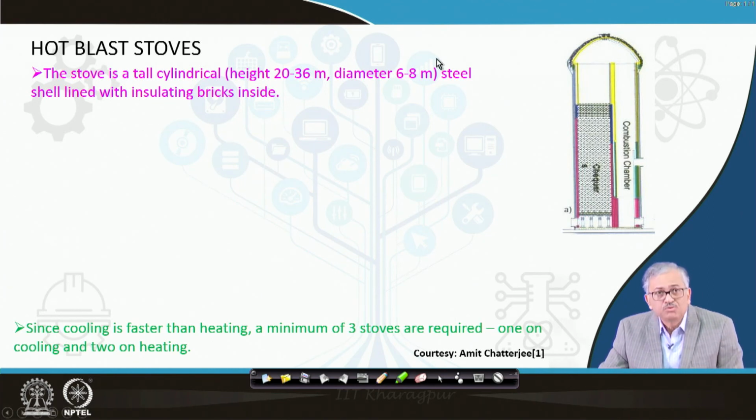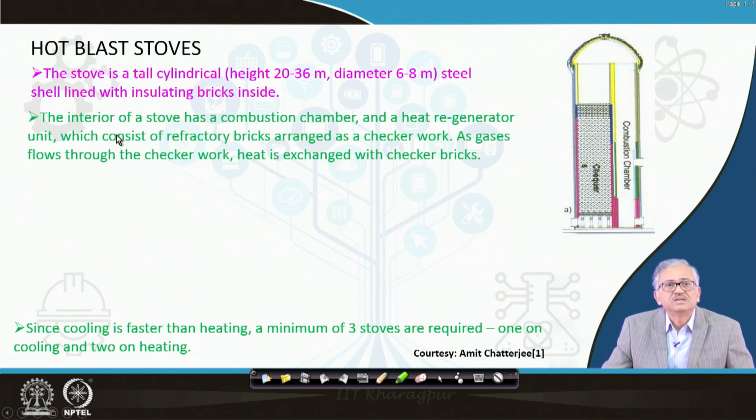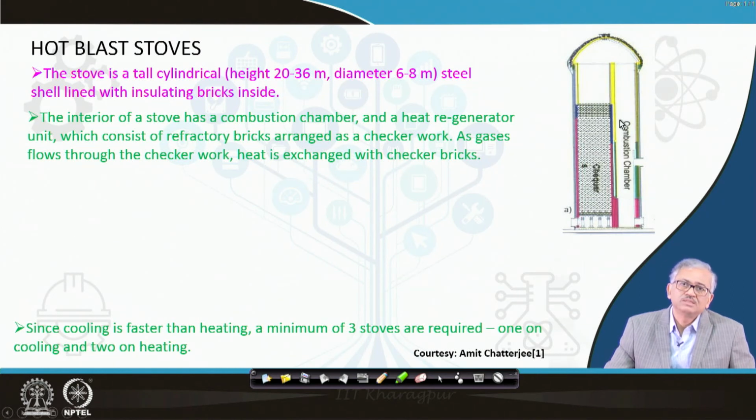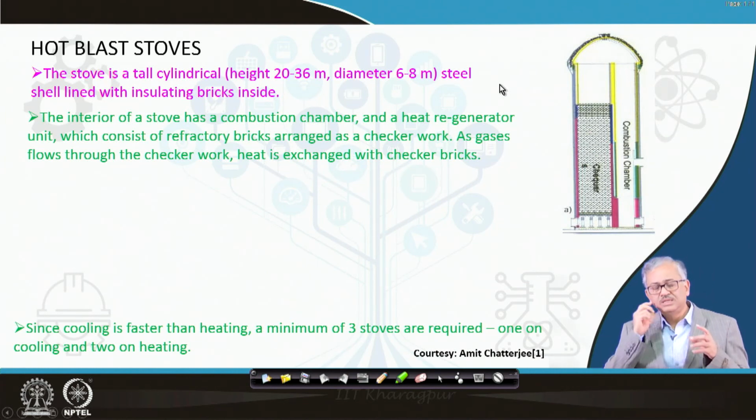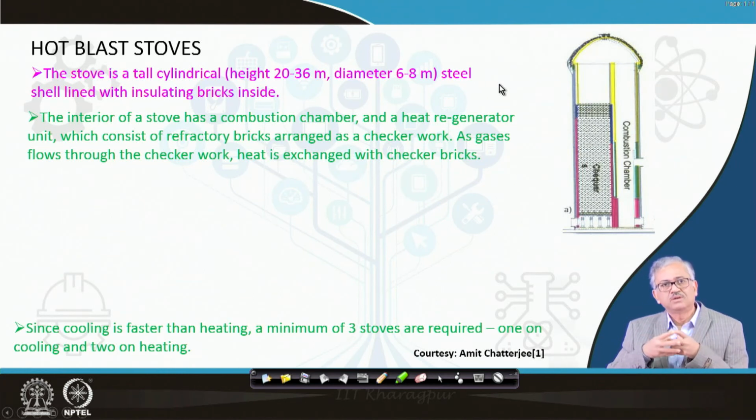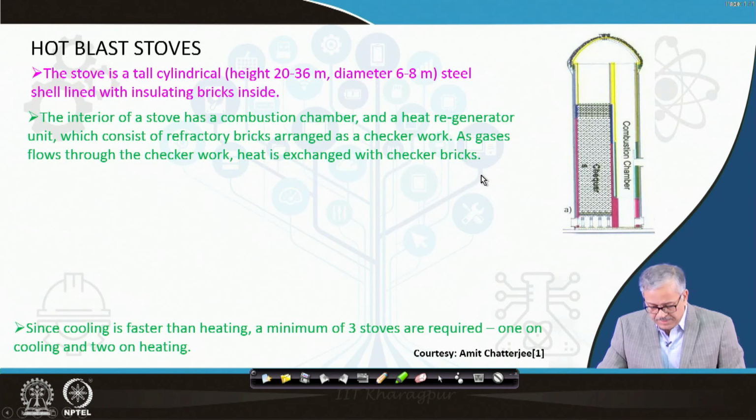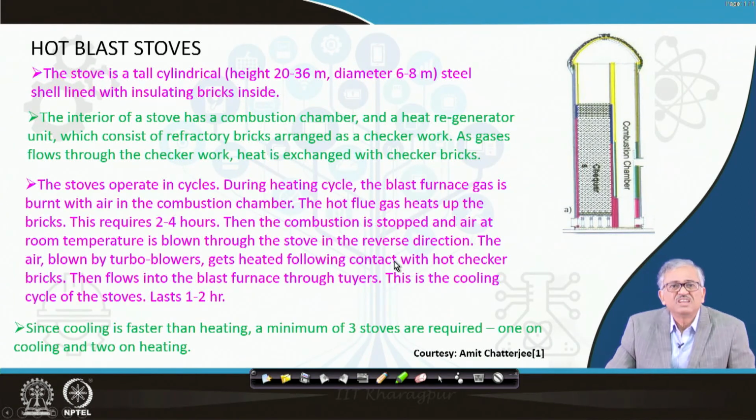So in the first cycle, you burn the blast furnace gas, BF gas, in the presence of oxygen in the combustion chamber. The heat generated is exchanged with the checker brickworks, and because of the large surface area, it quickly takes up the combustion heat. It takes around 2 to 4 hours for heating up.